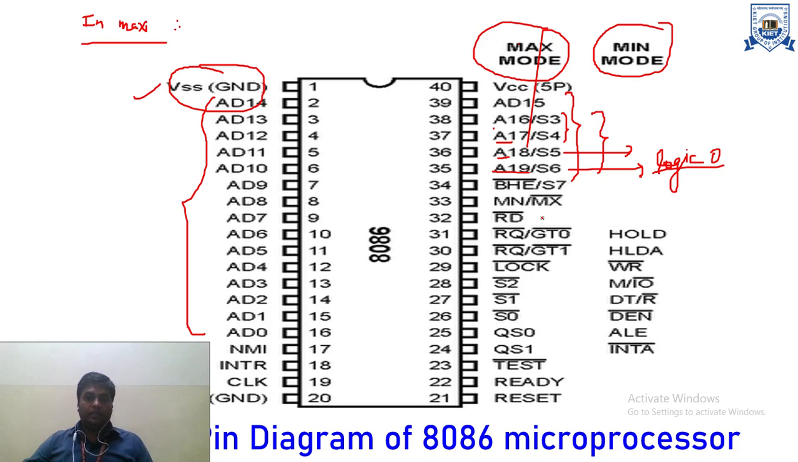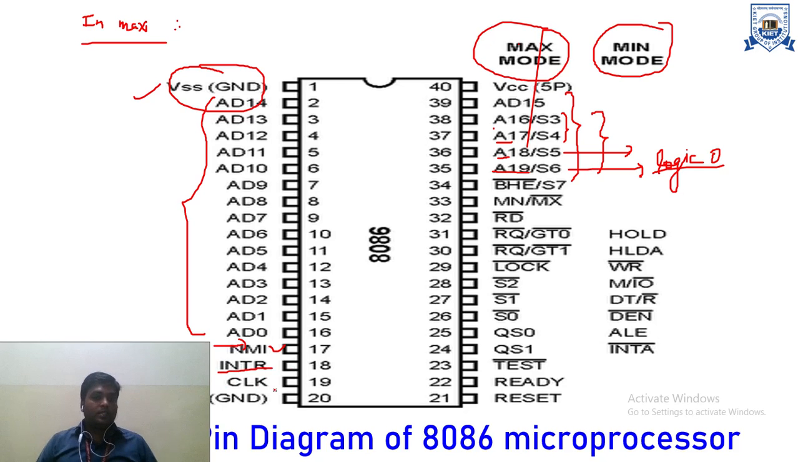The next pin is NMI. If there is a device that provides a non-maskable interrupt, then this request will be provided using the NMI pin. Then we have INTR, so a maskable interrupt will be requested with this particular pin, INTR.